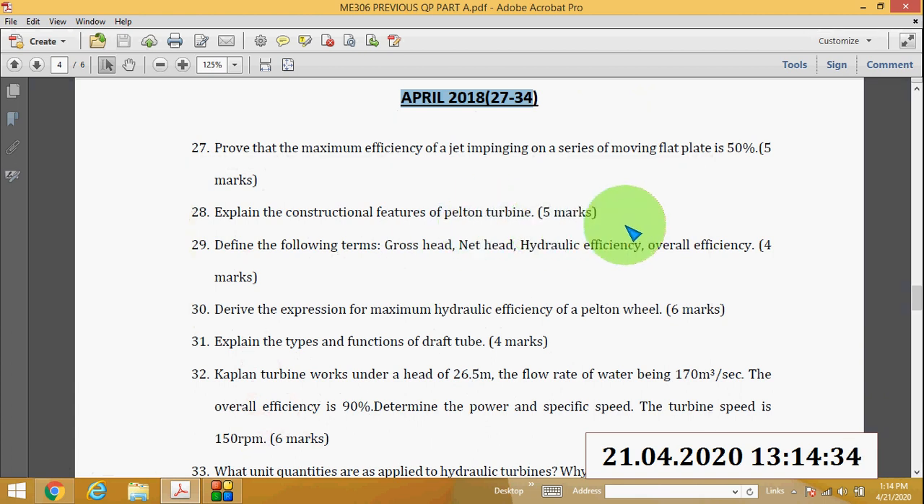I will explain once again. The marks for this question are 5 marks. One important thing is you have to explain the constructional features of the Pelton turbine in a precise manner.